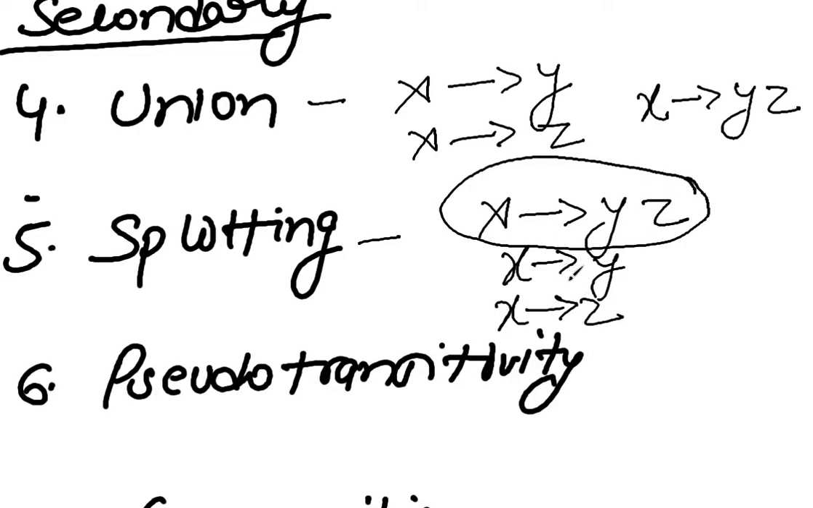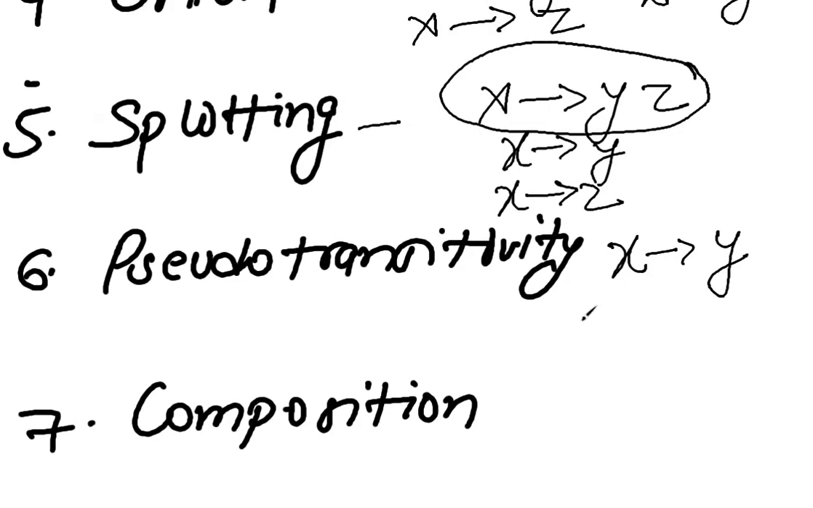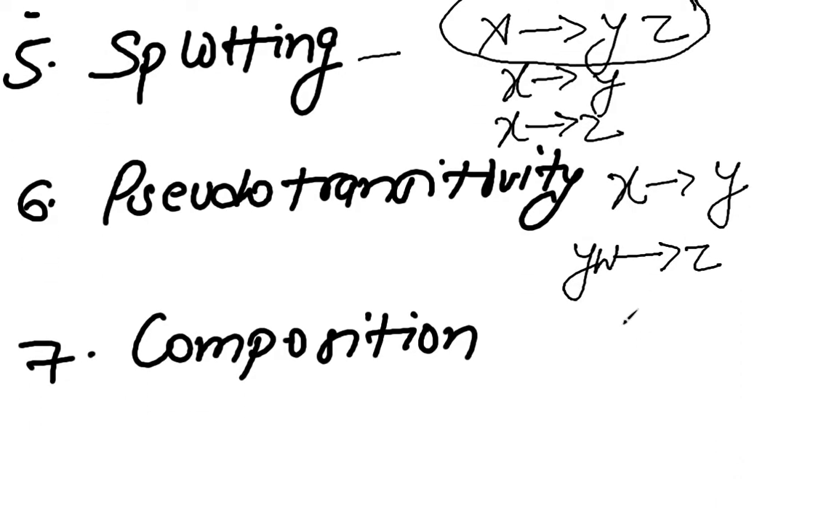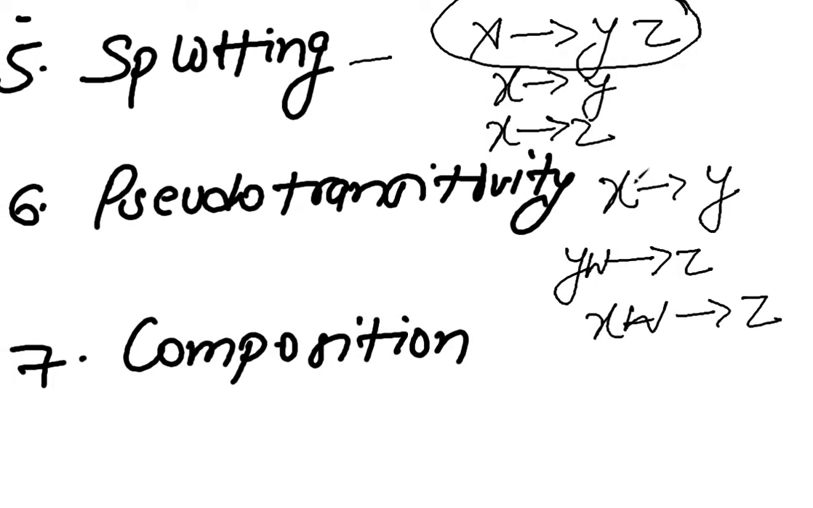And what is pseudo transitivity? Pseudo transitivity is derivable from the transitive axiom. Let's see how. When x determines y and yw determines z, then we can say xw determines z. How? We will add w in this functional dependency on both sides, then it will become xw determines yw, and since yw determines z, then using transitivity xw will determine z. Now what is composition?